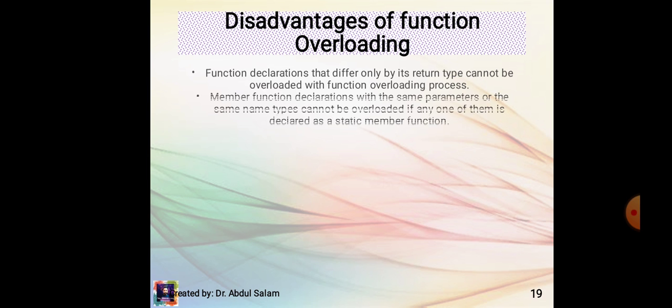Some disadvantages of function overloading. Function declarations that differ only by their return type cannot be overloaded with the function overloading process. Member function declarations with the same name and parameter types cannot be overloaded if any one of them is declared as a static member function.